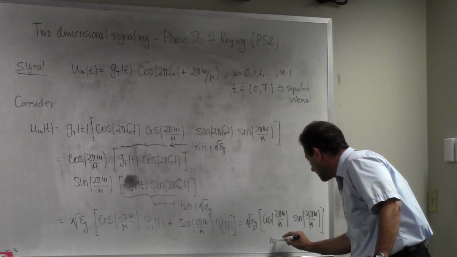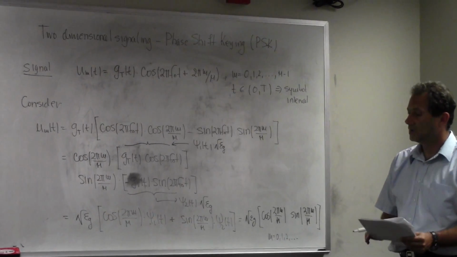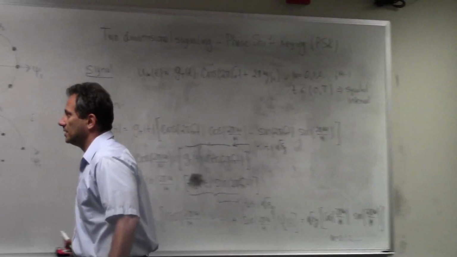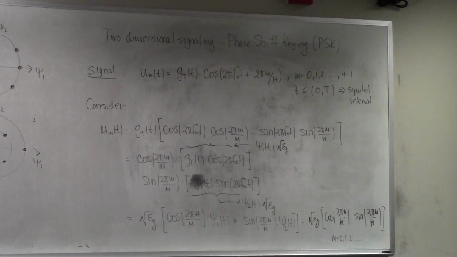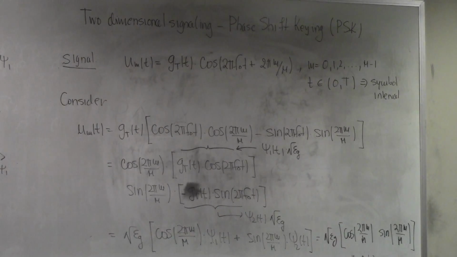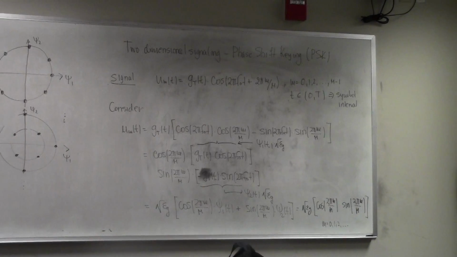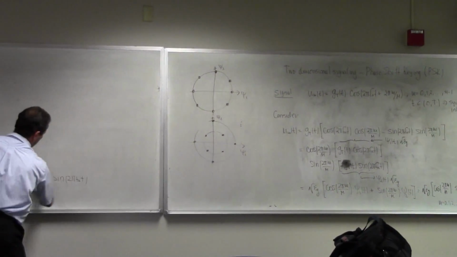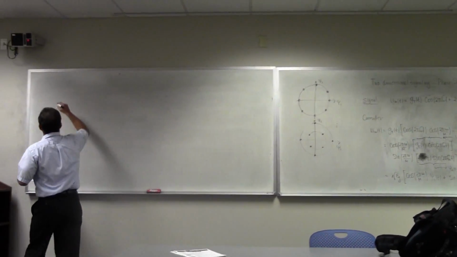Where m goes 0, 1, 2, and so on. So let me go through some examples and illustrate how we create phase shift keying, and look at some of the significant properties of phase shift keying. So some examples.